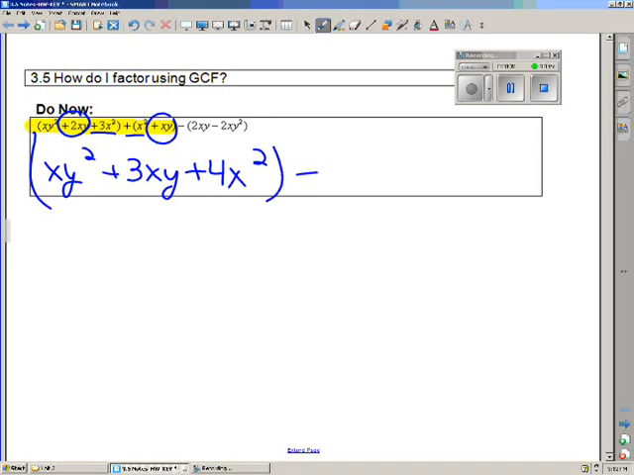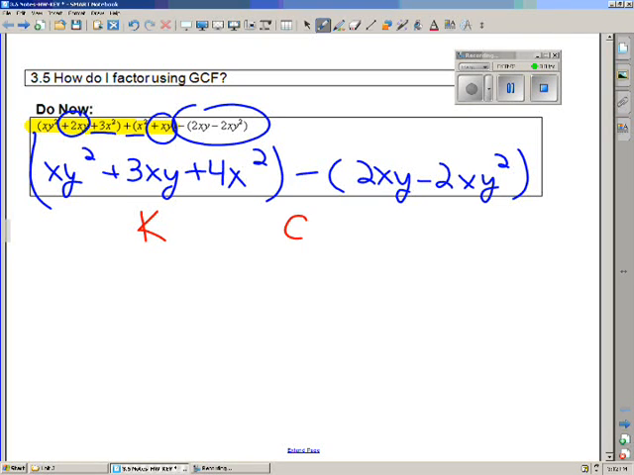Now if I want to combine that with this other polynomial, and the fact that I'm doing subtraction, subtraction is keep, change all. So I'm going to keep this first polynomial as is. I'm going to change subtraction to addition, and I'm going to change all the signs of the second polynomial, which means this becomes a negative, this becomes a positive.